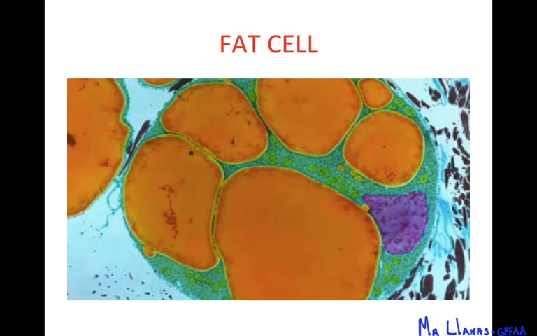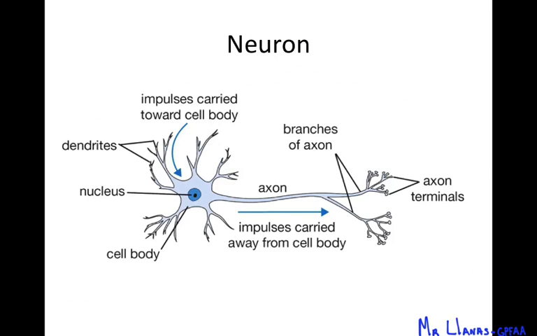So they are going to be big in order to store all this energy or fats. Nothing like a red blood cell. Neurons or brain cells, you can see it. They look completely different than a fat or a blood cell, but they're like that because their function requires this type of structure. Their structure equals their function. Remember that.